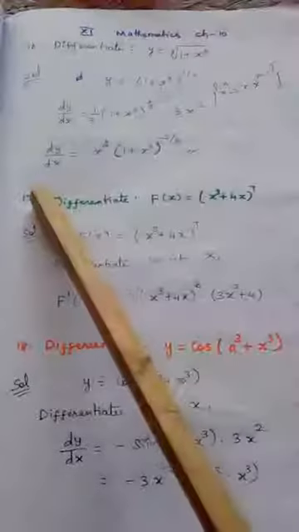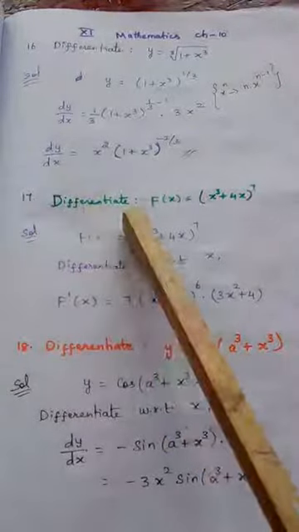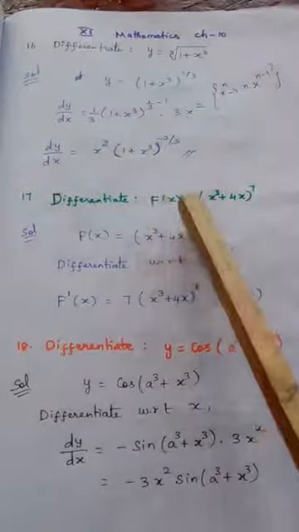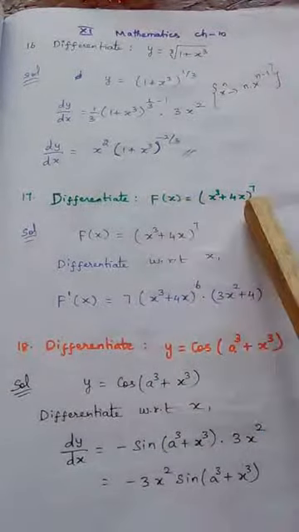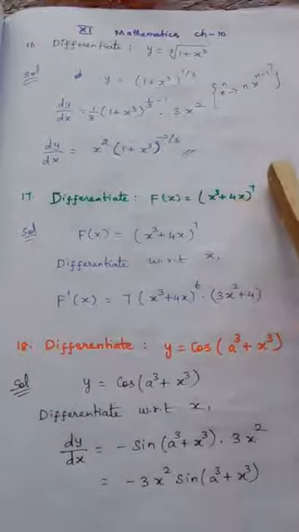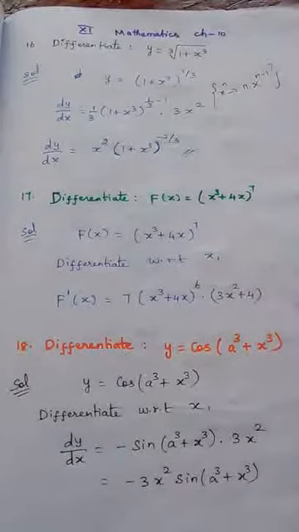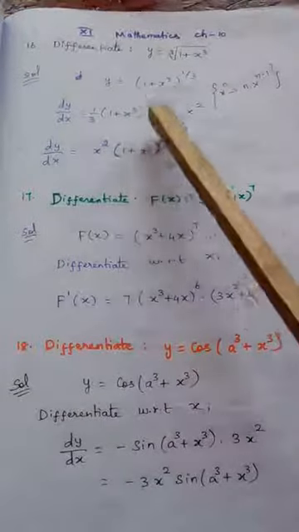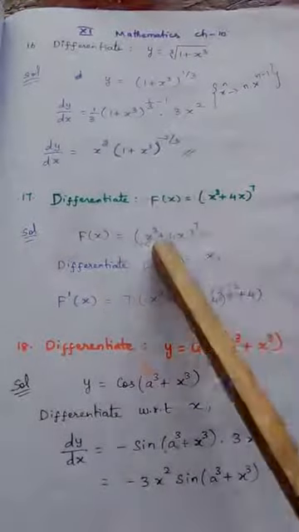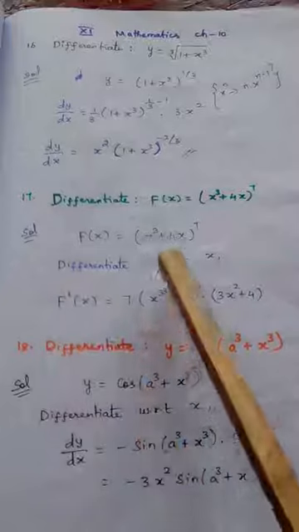Problem number 17. Differentiate capital F of x is equal to, this is the function given, (x cube plus 4x) to the power of 7. So like we did in the previous sum, first write the question, f of x. Now differentiating with respect to x.